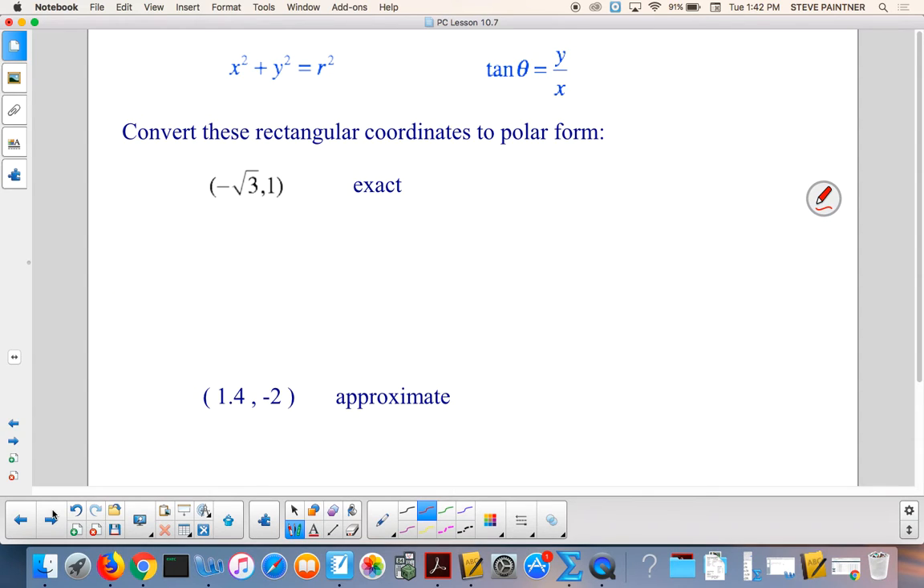Let's put that into practice. We have some rectangular coordinates. We want to convert to polar form. I always sketch right away. Negative root 3, so we'll go out, say that's negative root 3. Up 1. We're about right here. And we want to get the polar coordinates. So we want to know the radius, and we want to know the angle.